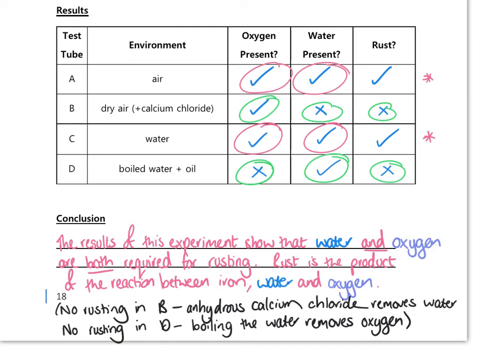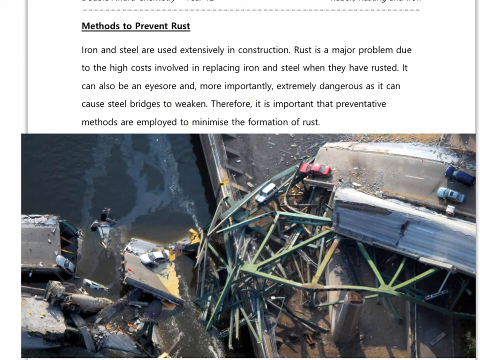So the results of this experiment show that we need both water and oxygen for rusting to occur. If you were asked in an exam what conditions are needed for rusting to occur, you would say water and oxygen. You sometimes get a mark for saying moisture instead of water and air instead of oxygen, but you're much better at writing water and oxygen because those are the chemical reactants that iron reacts with in order to produce rust.